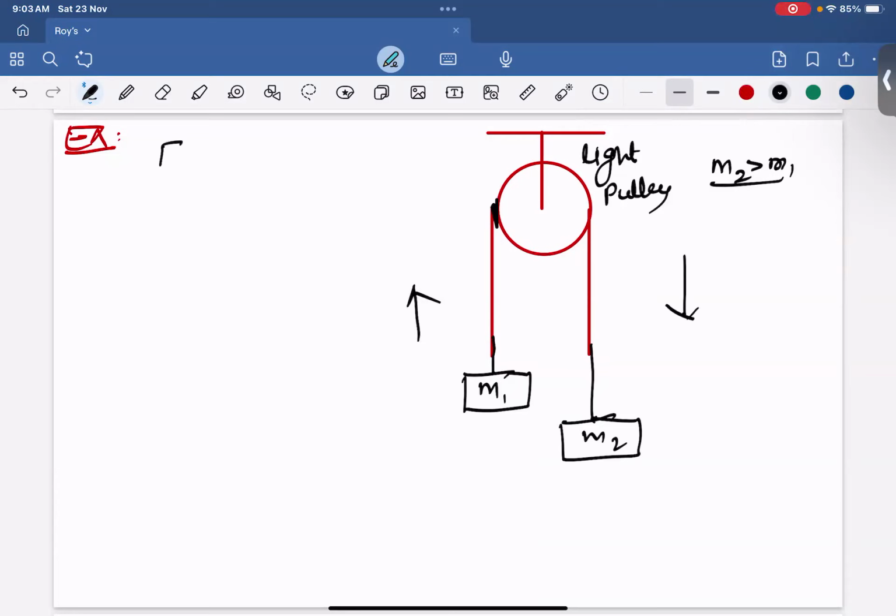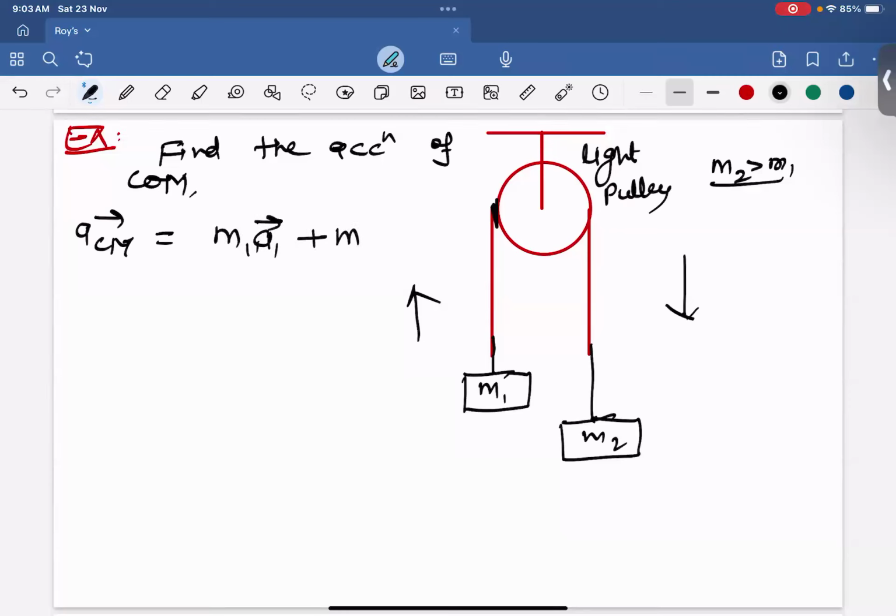If they say find the acceleration of center of mass, we can find it by the formula. For the acceleration of center of mass, I have to use m1 a1 directly, we don't have to bother with r. So m1 a1 plus m2 a2, divided by m1 plus m2, because mass is a scalar quantity. Now to find the acceleration, I know that both acceleration values will be the same. I think you have already learned this in laws of motion. Here you will take the tension upward.